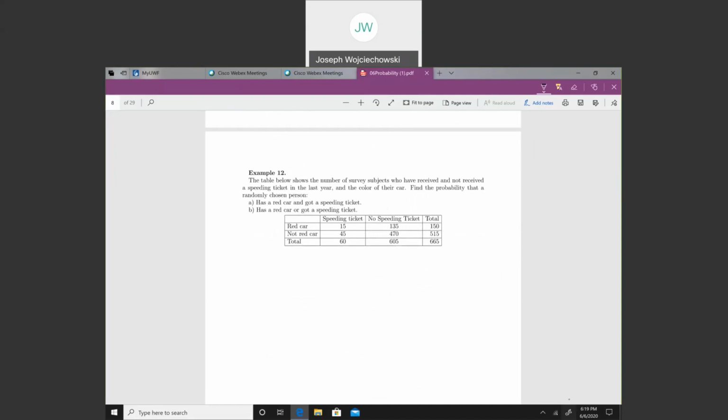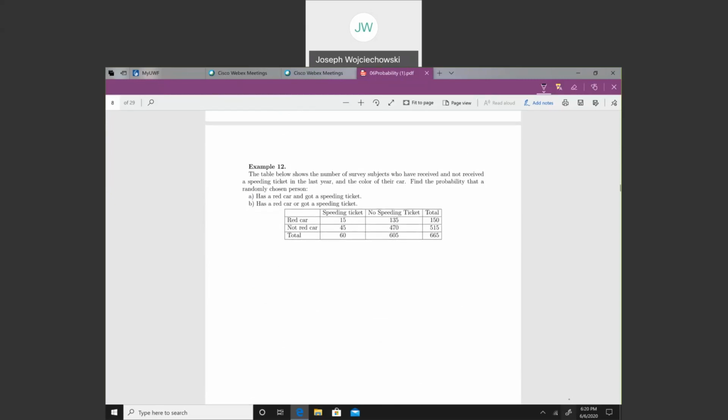Okay, so example 12. The table below shows the number of survey subjects who have received and not received a speeding ticket in the last year, and the color of their car. Find the probability that a randomly chosen person has a red car and got a speeding ticket, and the probability that they have a red car or got a speeding ticket. So we're going to want the probability of a red car, and probability of a ticket, first of all. So our total number is 665. So both of these are going to be over 665.